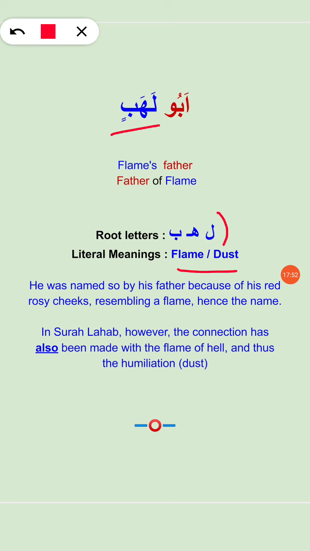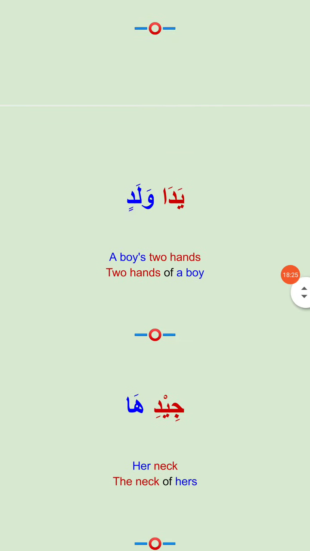However, in Surah Al-Lahab, we find that the connection has also been made with the flame of the hell and thus the humiliation, because dust means humiliation. So if you read that surah now that you know the meaning of this word lahabin, it's going to have a different impact on you now. So father of flame, grammatically, Abu of flame.